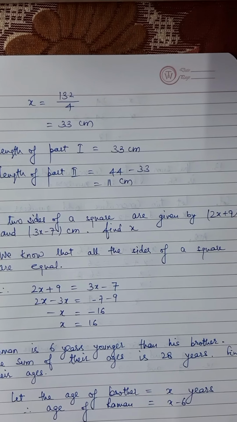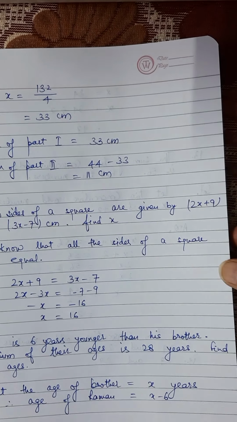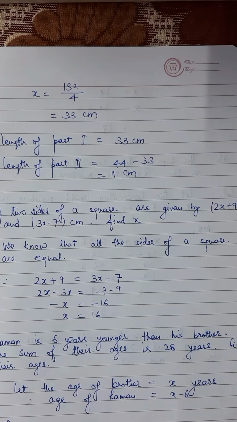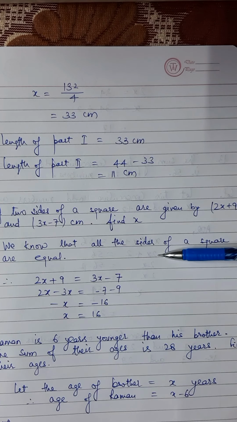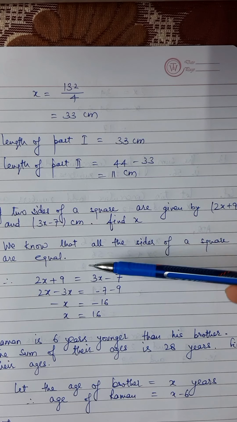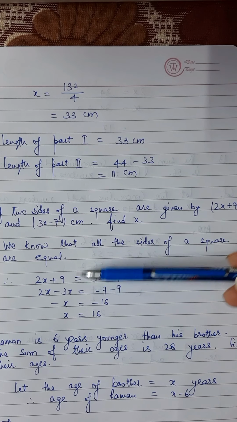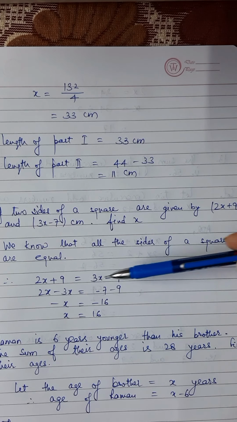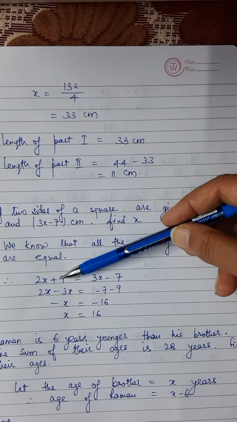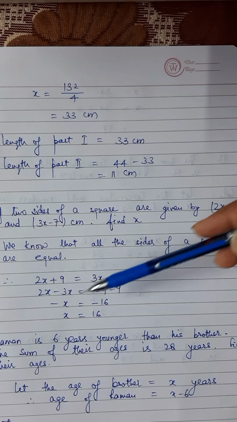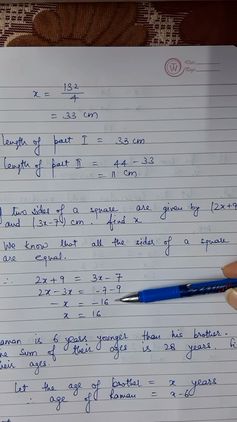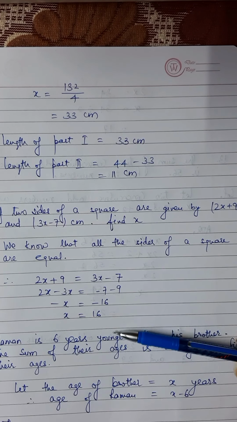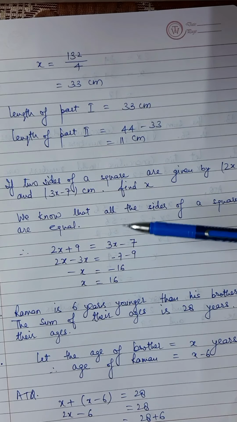Now we are doing 10th sum. It is if two sides of a square are given by 2x plus 9 and 3x minus 7, we have to find x. We all know that all the sides of a square are equal. Then we can put 2x plus 9 is equals to 3x minus 7. Now taking this 3x into the left hand side and this 9 into the right hand side, it becomes minus x is equals to minus 16, that is x is equals to 16. Both side minus we can cancel out.